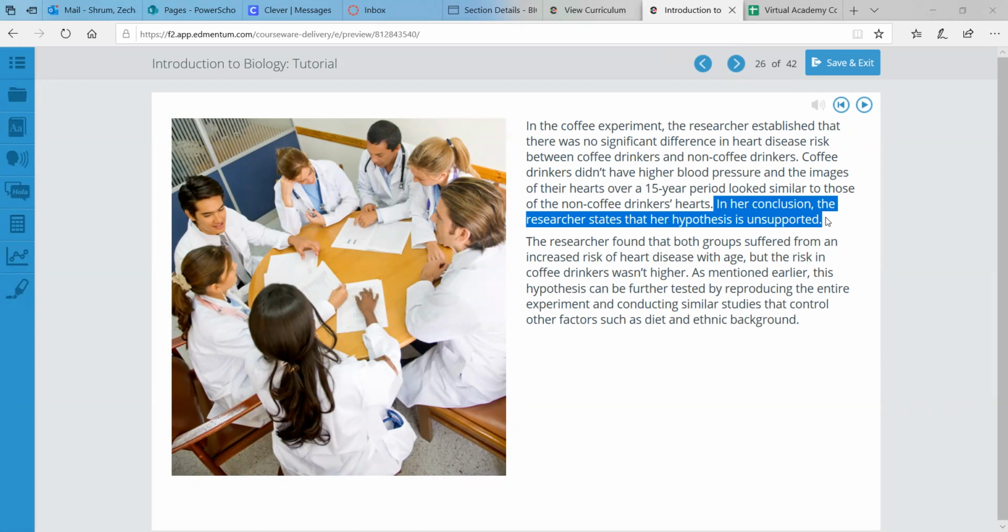At this moment in time, the researcher found that both groups suffered from an increased risk of heart disease with age. But it wasn't higher in the coffee drinkers case. So, like we said earlier, you can further test by doing similar studies that control other factors like diet, like ethnicity, or your mixed background, stuff of those sorts.